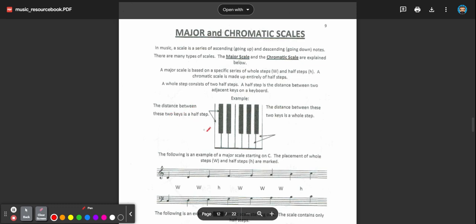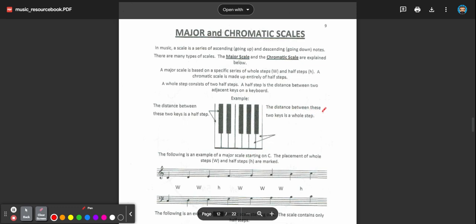The distance between these two keys, from this key to the next key over, that is a half step. So you're either going one key over to the right or one key over to the left. Those are half steps. Okay, so if I'm on this key right here, that's the E key. And if I go directly to the left, then I'm going to that black key, and that is a half step. Or if I'm on the E key and I go directly to the very next key, that's this key right here, because we don't have a black key in between those keys. That's a half step. E to F is a half step.